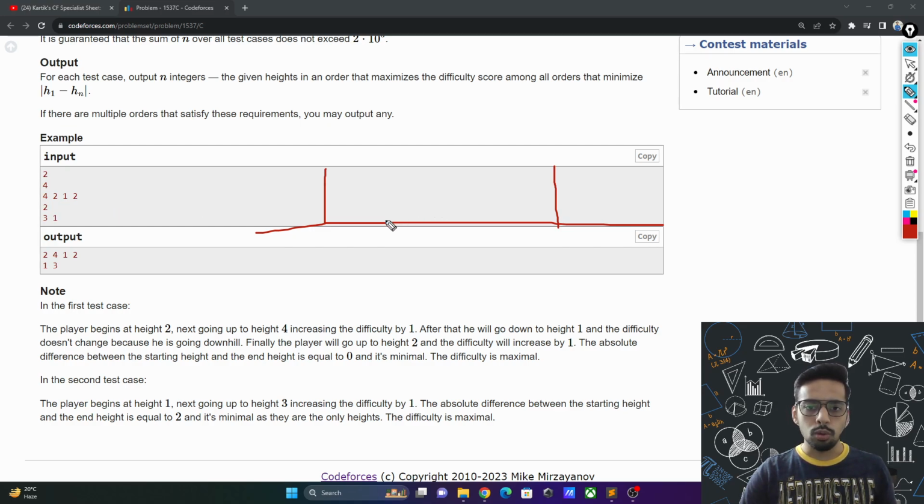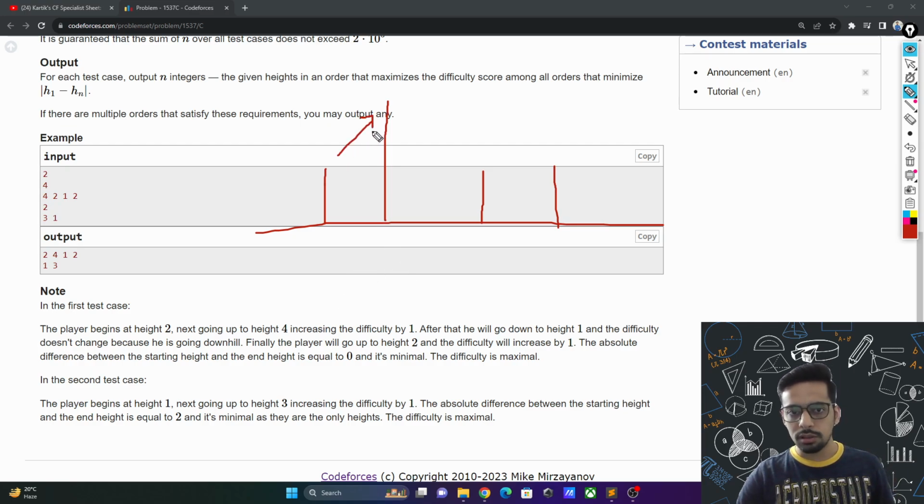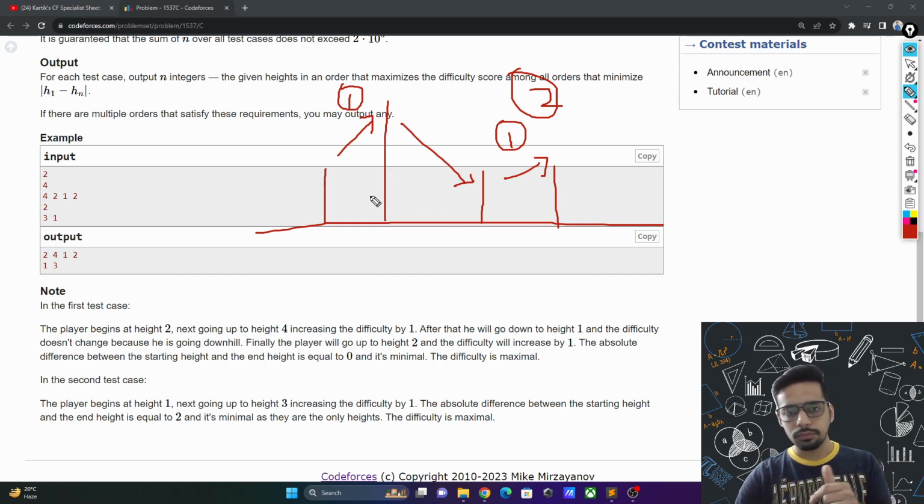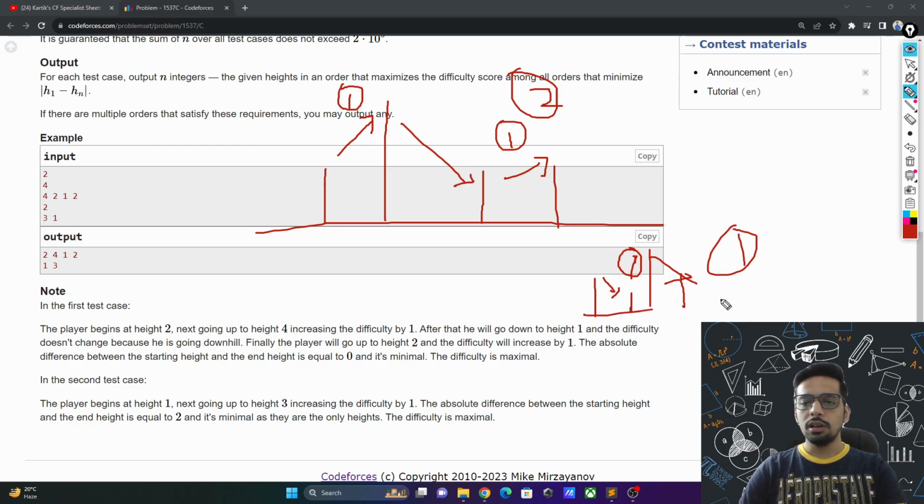For the remaining two, you can either have 4 and then 1, or 1 and then 4. If you have 4 and 1, then this is uphill, this is downhill, this is uphill. So here the answer is 2. But if you had 1 and then 4, in that case, this is downhill, this is uphill, and this is downhill. So here your uphill movement is only 1. This is not good. The earlier one is a better movement because hardness is 2 there.